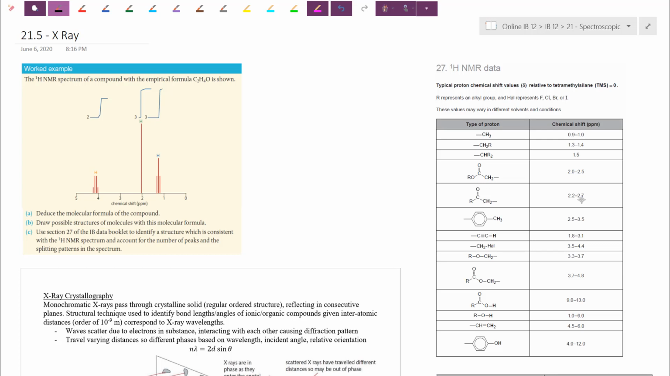We're going to do a quick overview of something called X-ray crystallography, and then we're just going to put this all back together. What evidences can I get from mass spec, from IR, from NMR, to try to piece together what compound I've made? So this is a question from your textbook here. We have a proton NMR spectra of a compound. I've included the NMR data we're going to look at later on.